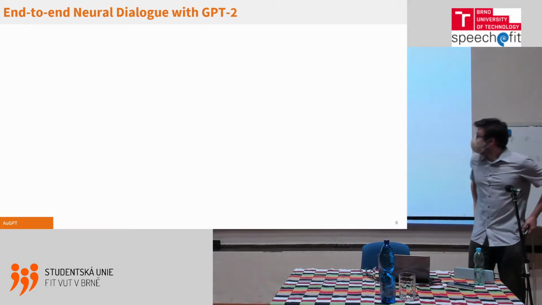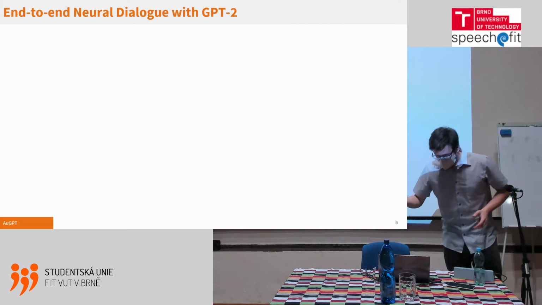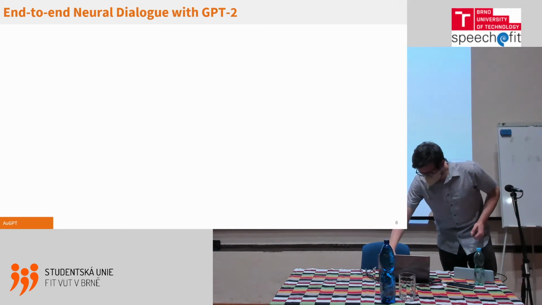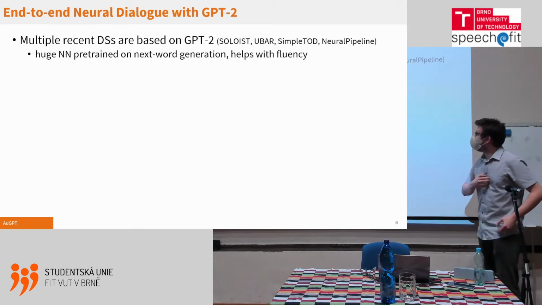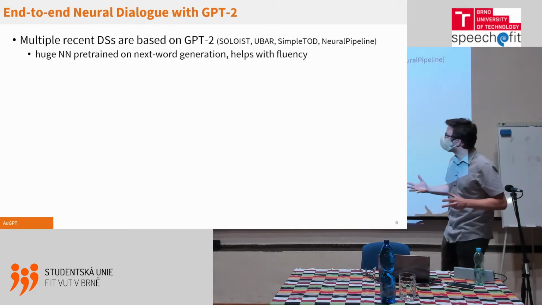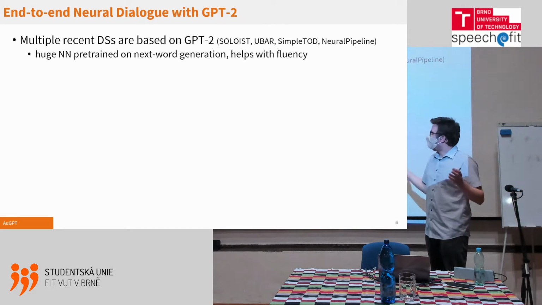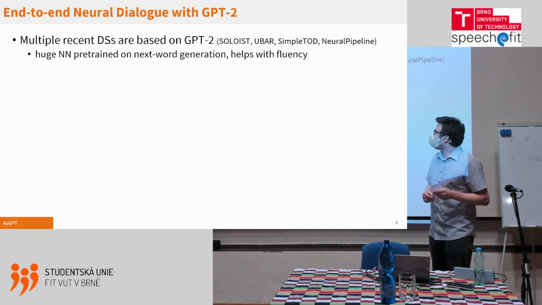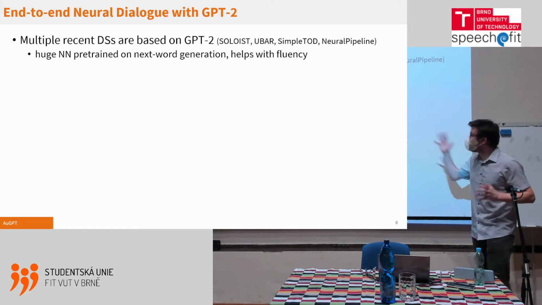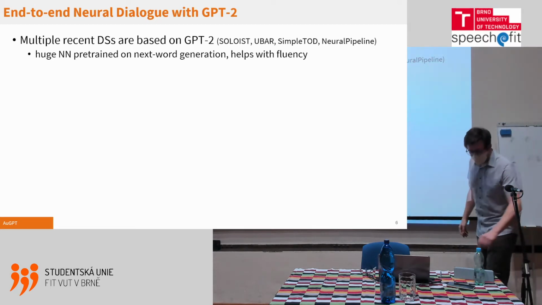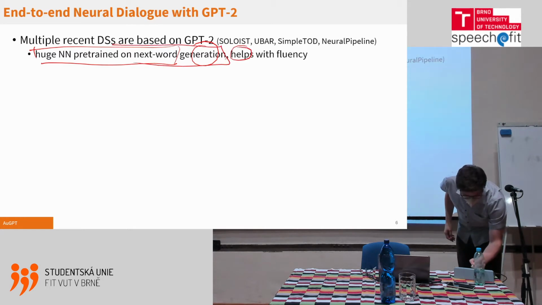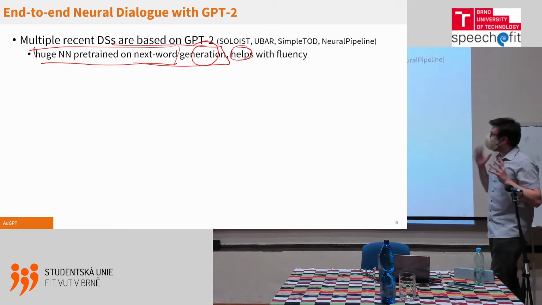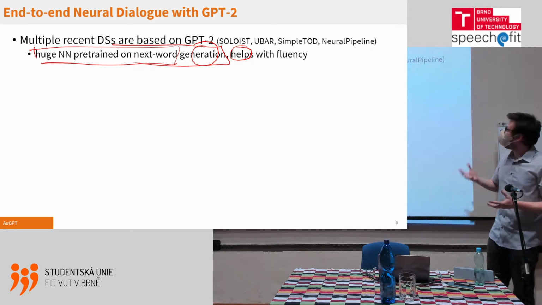Now, if you look at the systems that work with this data set and the latest neural end-to-end dialog systems, a lot of them are based on the GPT-2 model, which is basically a huge neural network that is pre-trained on random texts downloaded from the internet. It can be basically anything. It's just trained to generate the next word. So you can give it this bit of text and have it generate this one. Then you give it this bit of text and have it generate this one. And so it's pre-trained like that, and that means it's a language model.